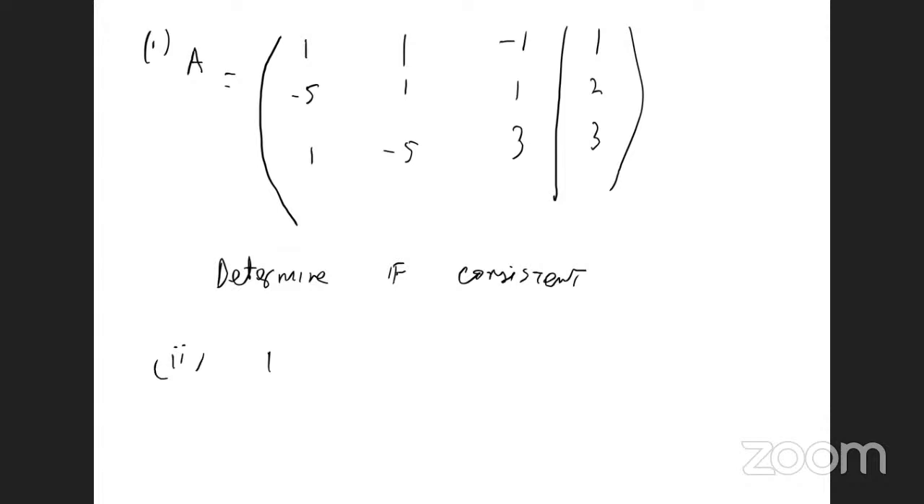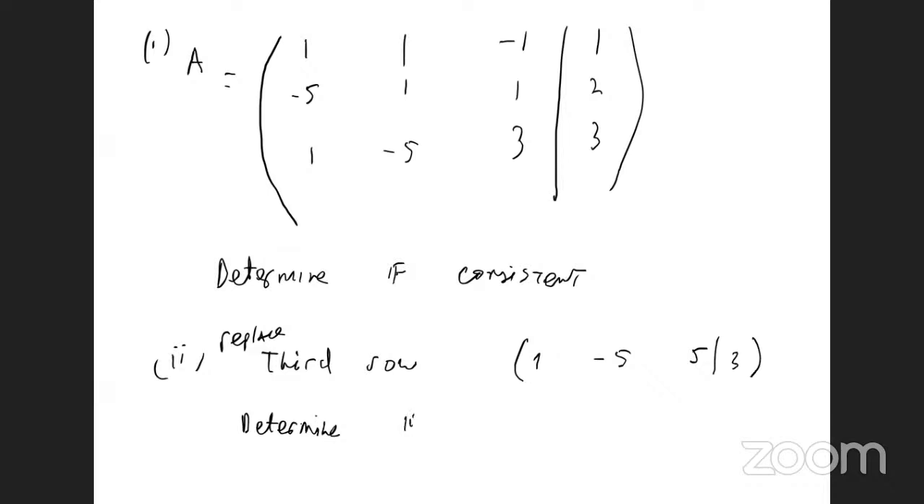And they said to replace the third row with 1, minus 5, 5, 3, and determine whether the solution is unique. Determine if unique. Try that, please.